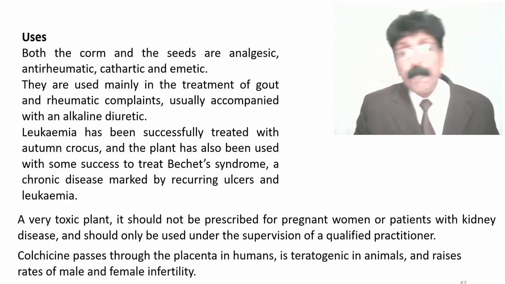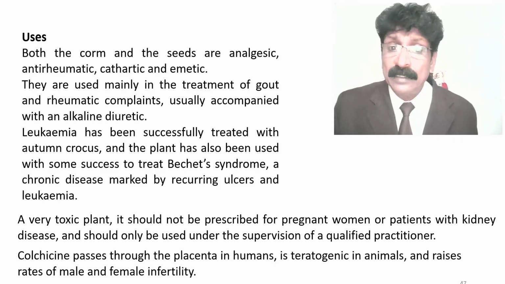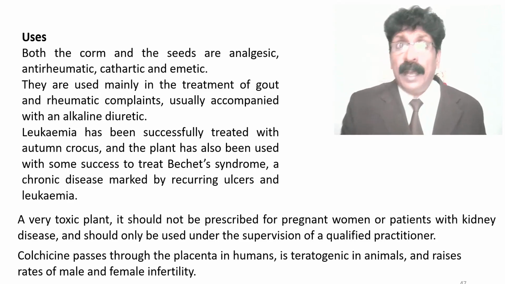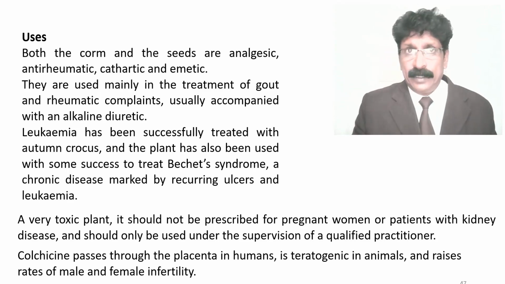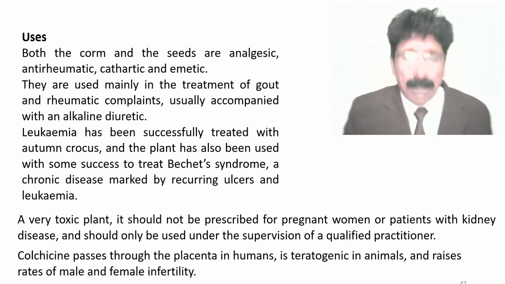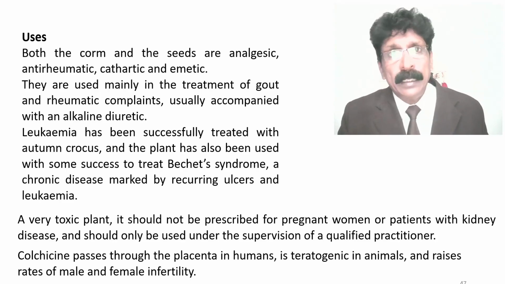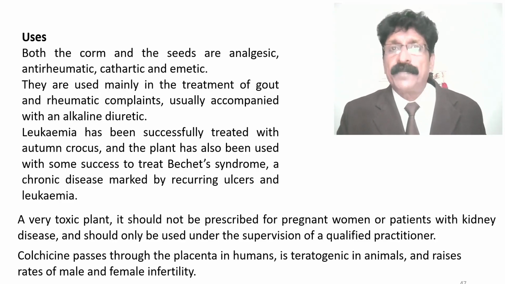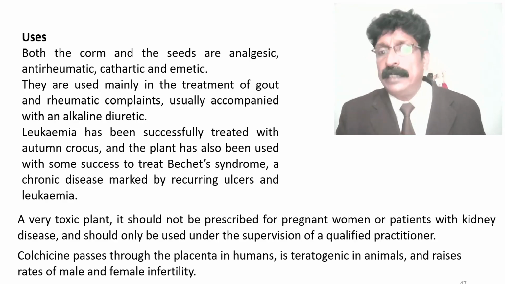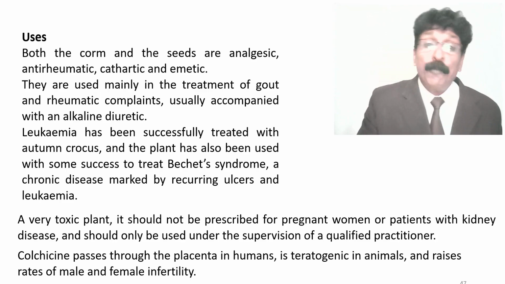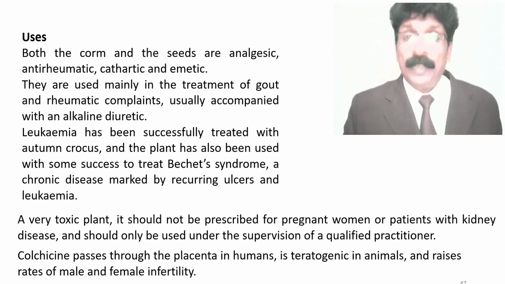Colchicine passes through the placenta in humans, and it is teratogenic. Deformity can happen through the placenta and affect the babies. Congenital problems will occur. So it is teratogenic in animals and raises the rate of male and female infertility.